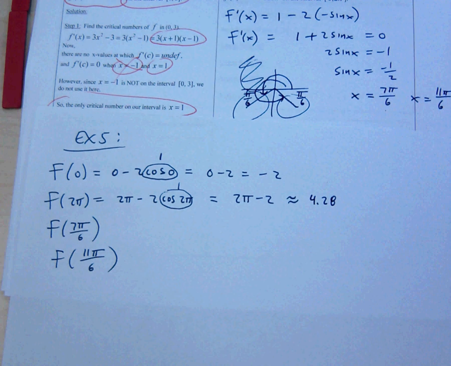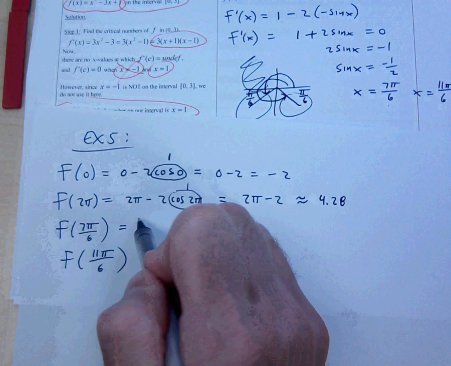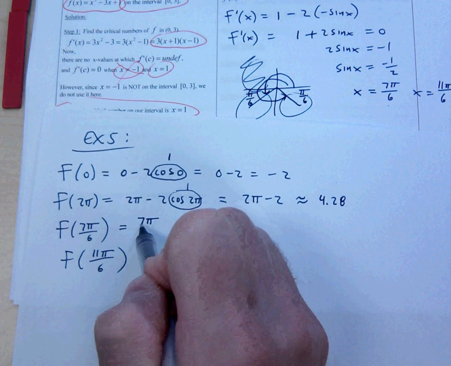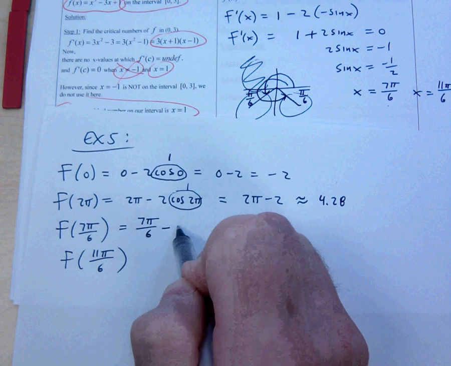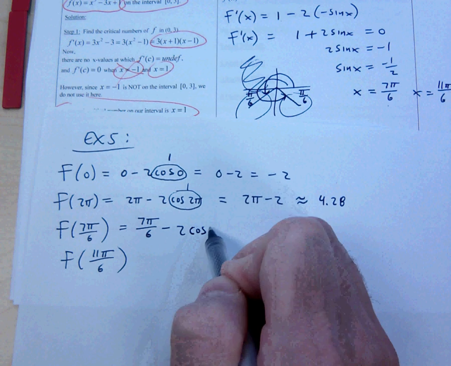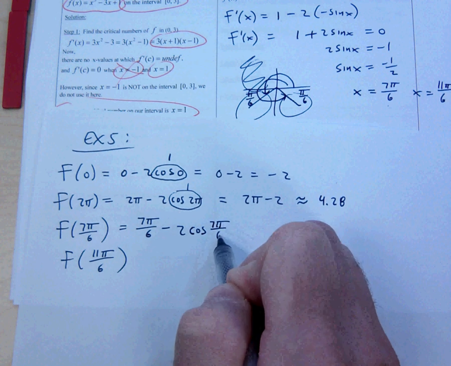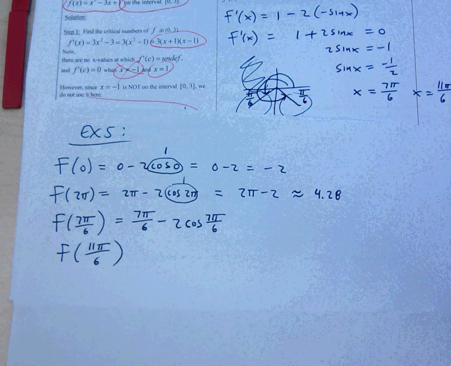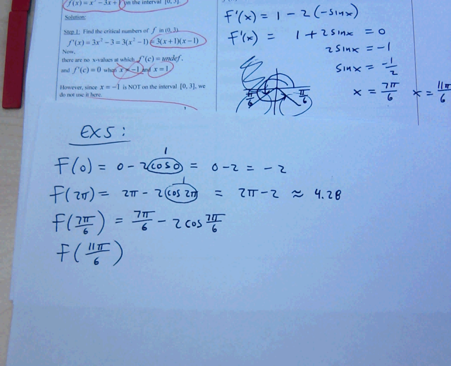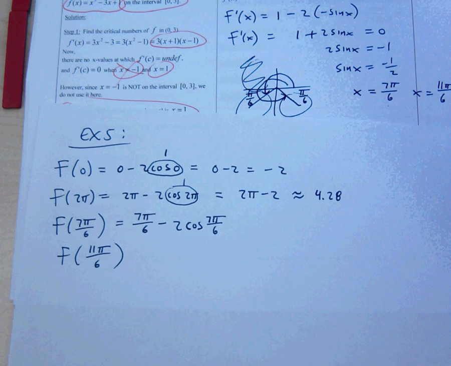Okay. Now, this is a tricky one. Stick in a 7 pi over 6. Guys, what is the cosine of 7 pi over 6? Well, first of all, that's the third quadrant, right, with the reference angle of pi over 6. What's the cosine of pi over 6? Square root of 3 over 2. And is the cosine positive or negative in that third quadrant? Negative.